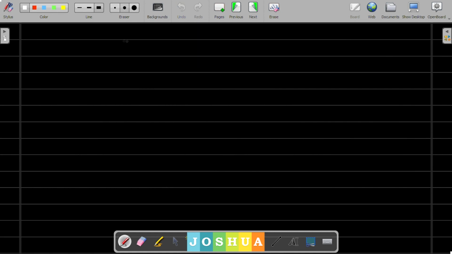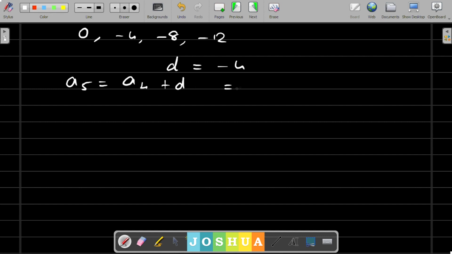So already what are the values given to me? 0, minus 4, minus 8, minus 12 are given here, and I found the difference is equal to minus 4. So in this case A5 is equal to A4 plus d. A4 is minus 12 plus the difference, minus 4. So minus 12 minus 4, that is equal to minus 16.